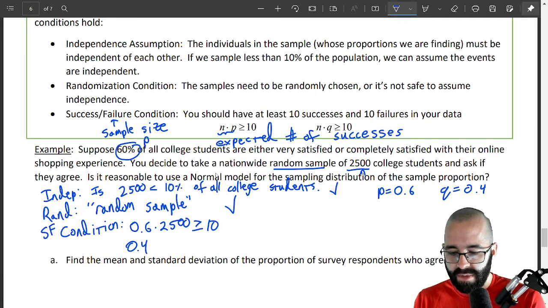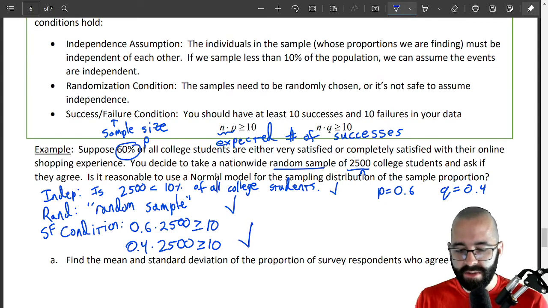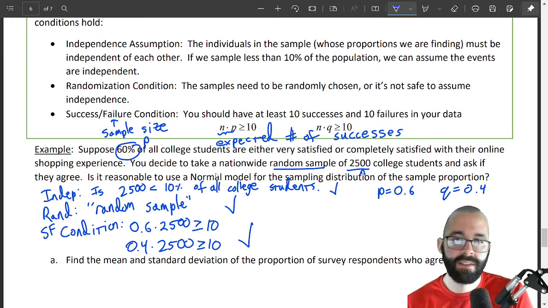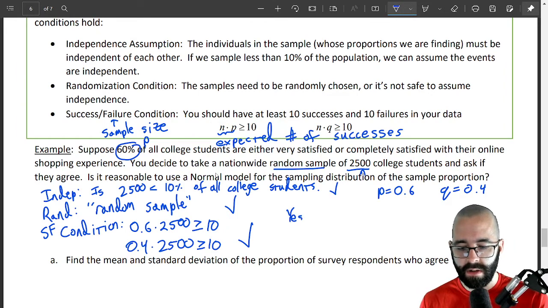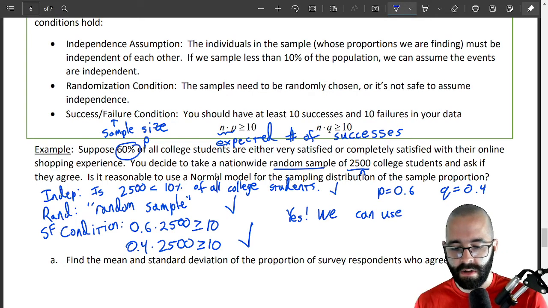And you can do the same thing for 0.4. You can calculate it all out, but right off the bat, I know that's over 1,000. Definitely over 10. So yeah, it satisfies everything. We can use a normal model. Check.